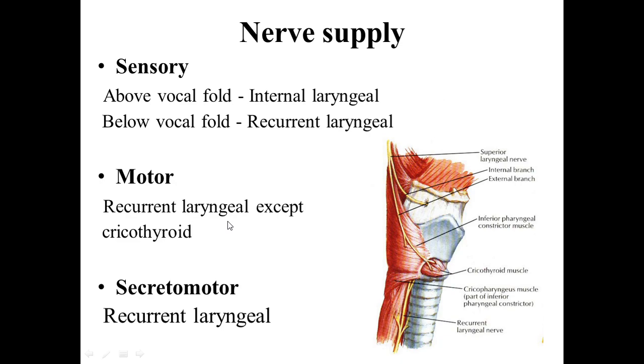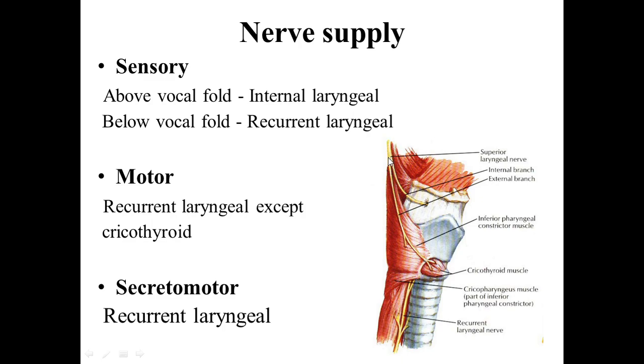Now, what is the nerve supply? This is very important. Now, the larynx has sensory supply, motor supply and secretomotor supply. Now, sensory nerve supply. Above the level of the vocal fold, the mucous membrane of the larynx is supplied by the internal laryngeal nerve. Now, this nerve is the internal laryngeal nerve. The internal laryngeal nerve is a branch of the superior laryngeal nerve. The superior laryngeal nerve is a branch of the vagus nerve.